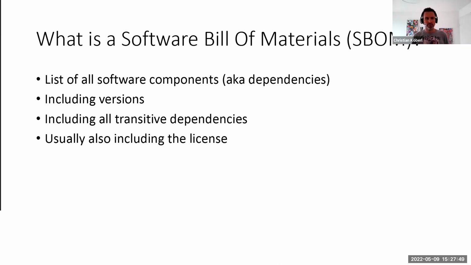I think the American government now requires you to ship a software bill of materials when you ship software to the state. And I think in Europe, some countries are preparing for that, or even have already some policy like that established. So how can you get a bill of materials?